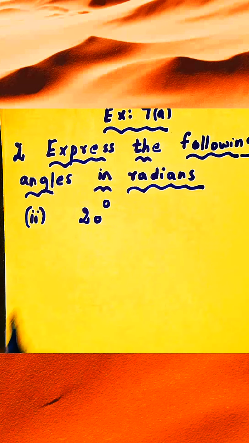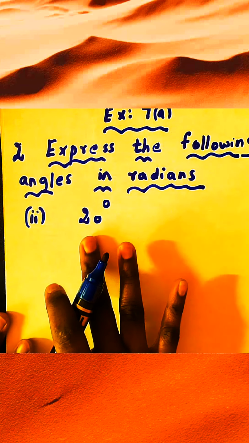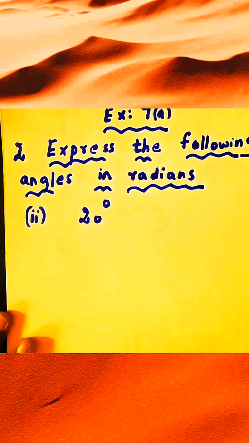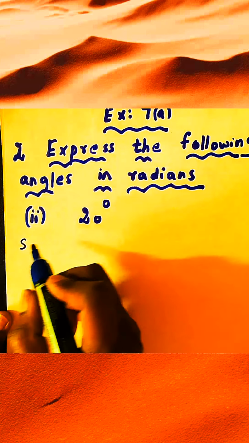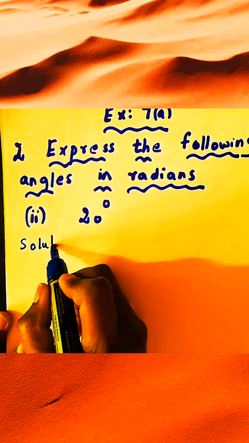In the previous video, we discussed how to convert radians into degrees. Am I right, students? But here we are going to convert the given angle, this is a given angle, into radians. I'll write it as the solution.